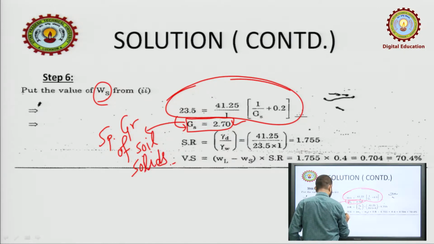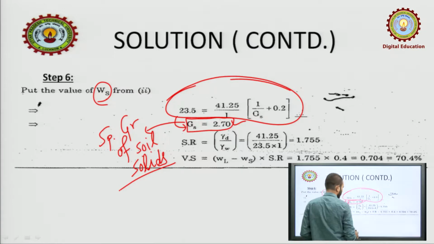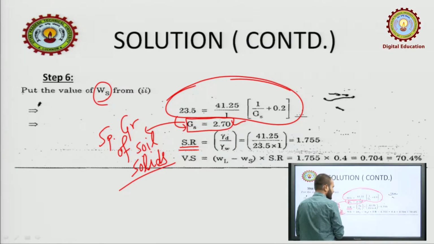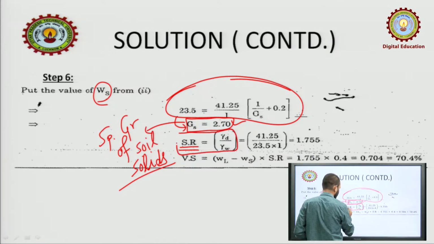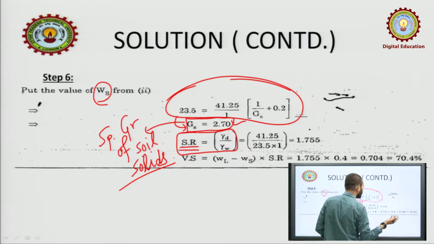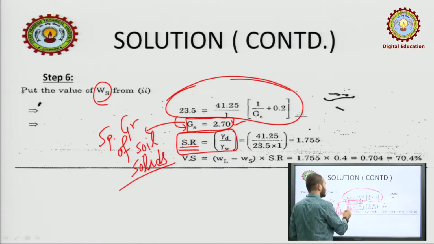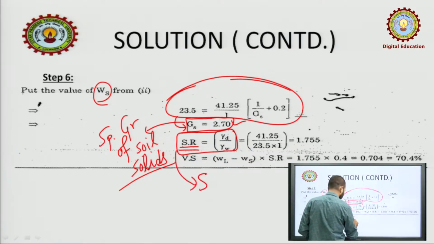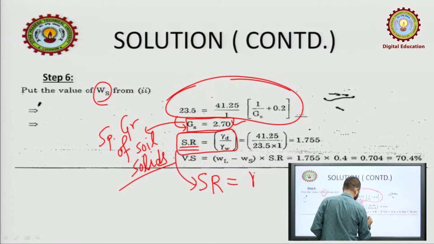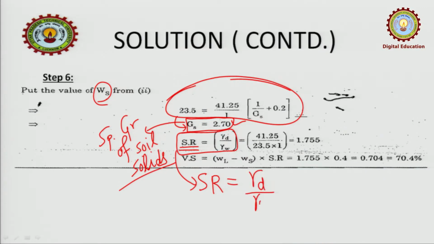Soil solids. Then what is shrinkage ratio? I told you in the last class what the shrinkage ratio is. Here we will be using this formula for the calculation of shrinkage ratio, because we are not provided with the other parameters which we generally require to find the shrinkage ratio. So here the shrinkage ratio we will find by gamma D upon gamma W. So you can straight away find this.